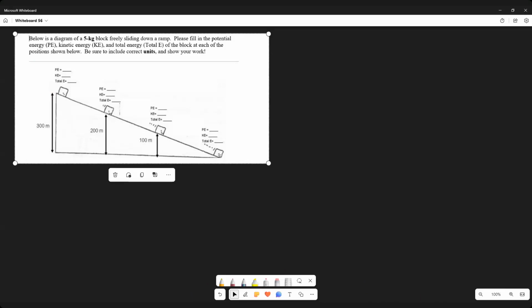So as you can see here, we have a diagram of a 5 kilogram block, and this block is freely sliding down a ramp. Please fill in the potential energy, kinetic energy, and the total energy of the block at each of the positions below. Be sure to include the correct unit and show your work. Okay, so for solving this problem, we need to know what the kinetic energy and the potential energy are.